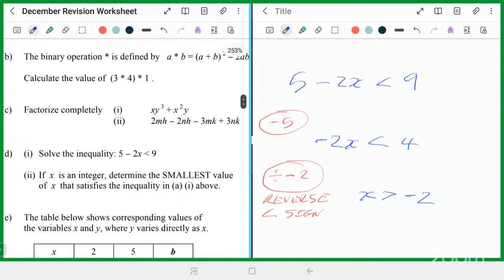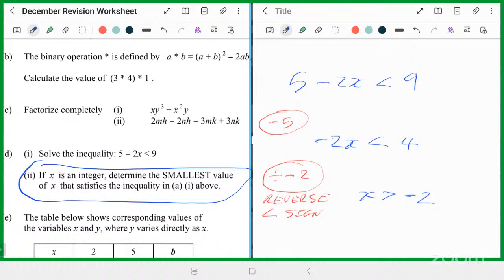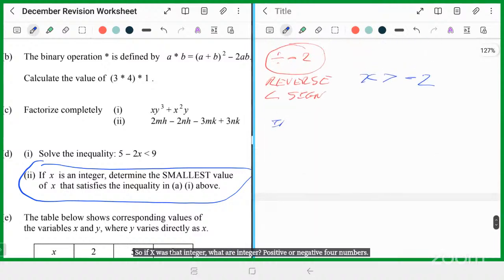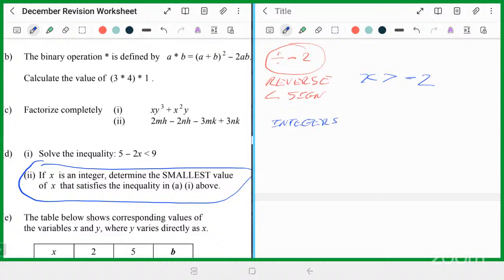Part 2 says if x is an integer, determine the smallest value of x that satisfies the inequality. So if x was an integer, what are integers? Positive or negative whole numbers. So the integers x would be: you cannot include -2 because you have to be greater than -2. So start at -1, then 0, then 1, then 2, then 3, and so on, forever. And that will be it.